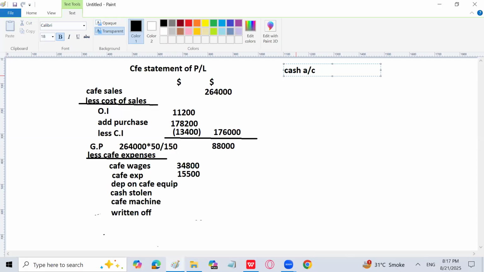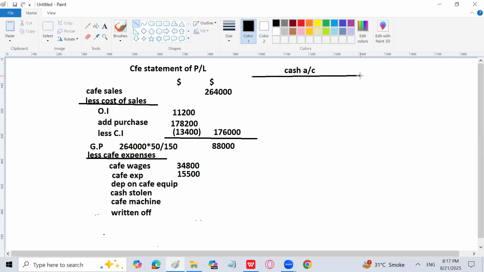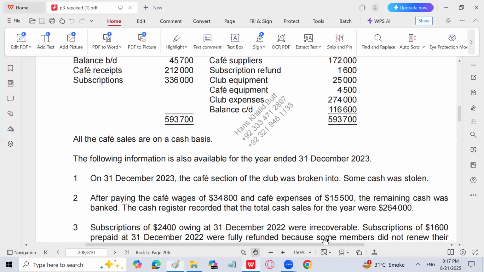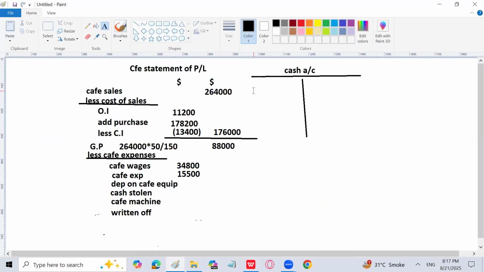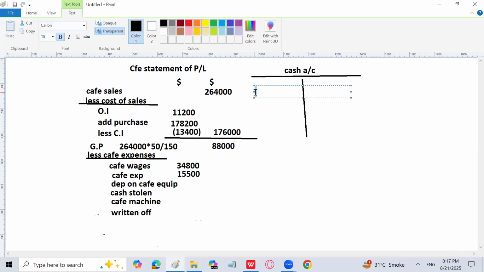So let's prepare the cash account. I will prepare the cash account for you. When we need to prepare the cash account, if some expenses are paid in cash from cash sales, we need to prepare cash account to find total cash sales or any missing figure. So if you just see the question, total cash sales are given 264,000. So I can write here, these are the cash receipts, right? Or I can write here sales, that is 264,000, which I have written also in cash sales.